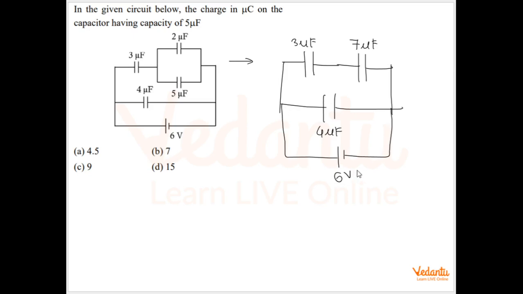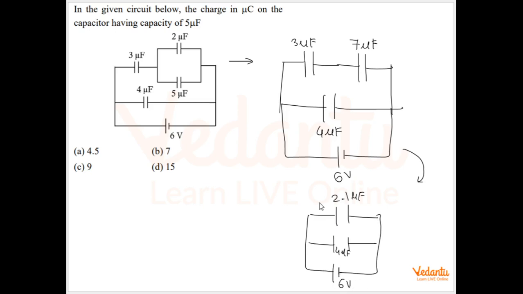Yes, 6 volts. So what I can do is simplify this circuit a little bit. That 7 and 3 will become 2.1 microfarads. This 4 microfarads will just remain 4 microfarads, and it will be connected to this, to the 6 volt battery. Now, since both the capacitors are connected in parallel to the battery, both of them will have different charges, Q1 and Q2, but both of them will have the same potential difference, which is 6 volts.